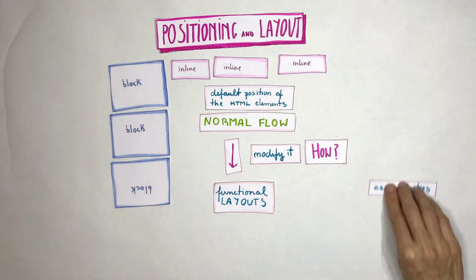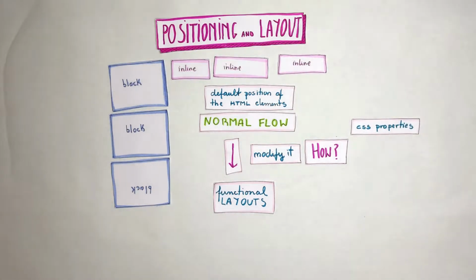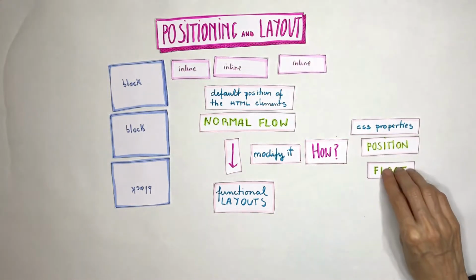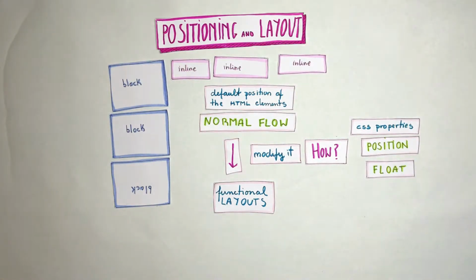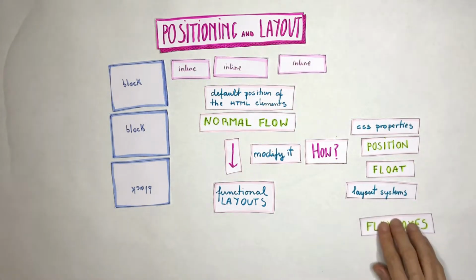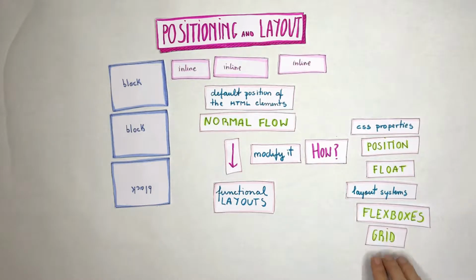There are two main CSS properties we can use to modify the normal flow. Those are position and float. But those are not the only ways to modify the position of an element in order to create layouts. We can also use what we can call layout systems. Those are flexboxes and grid. We are going to see a little about flexboxes later, but grid systems are totally outside of the scope of that course. Let's start with the position property.